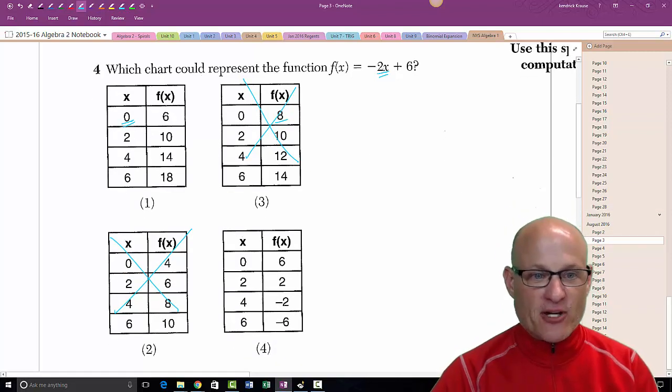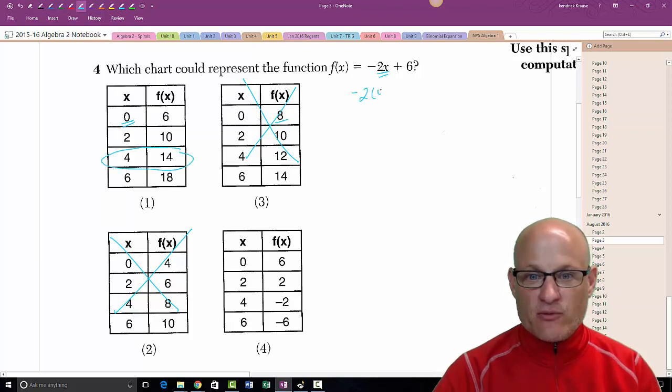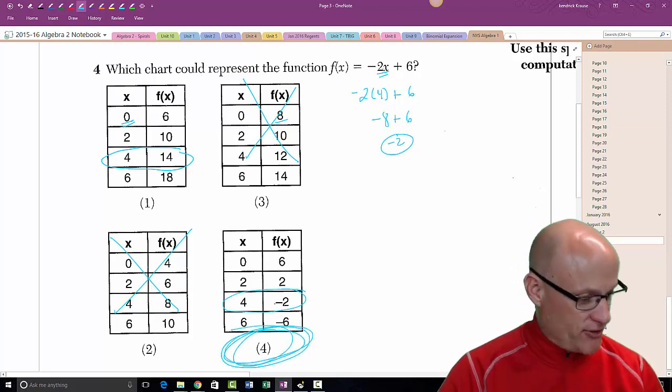So now I'm going to pick a different number. I'm not going to go 2. I'm going to go 4. I'm going to try this one, 4. So -2 times 4 plus 6. Well, that's -8 plus 6. That's -2. And this one has 4, -2. So choice 4 is your answer.